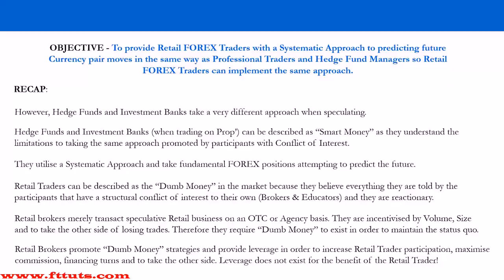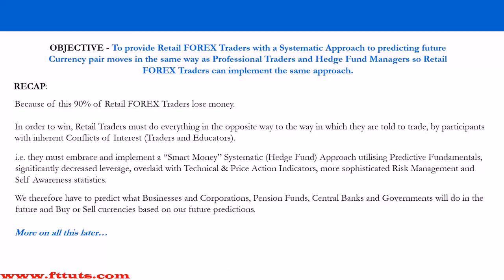Retail brokers themselves are really only transacting speculative retail business on an OTC or agency basis. They're obviously volume incentivized, size incentivized, and they take the other side of losing trades. It's pretty obvious, therefore, that to maintain the status quo, they need dumb money to continue to exist. So they promote the dumb money strategies and put a lot of money into marketing to make sure the status quo is protected. And because of that, 90% of retail Forex traders, as we've seen, lose money.